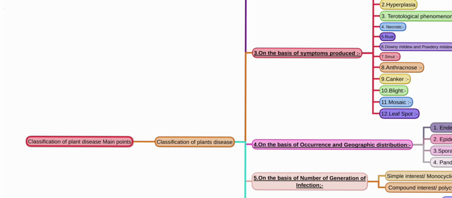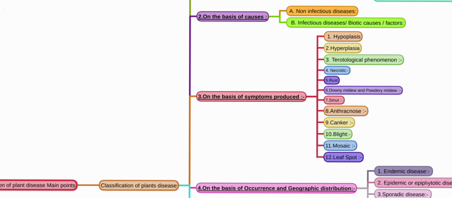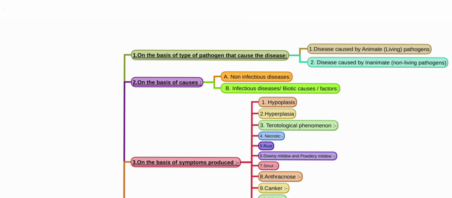So we can start classification of plant disease. On the basis of type of pathogen that cause the disease, it is divided into two parts. First one is the disease caused by animate pathogens. Animate means living pathogens, and the disease caused by inanimate means non-living pathogens. Second one is on the basis of causes. It is divided into two parts. First, non-infectious diseases, and second, infectious diseases or biotic causes or factors.